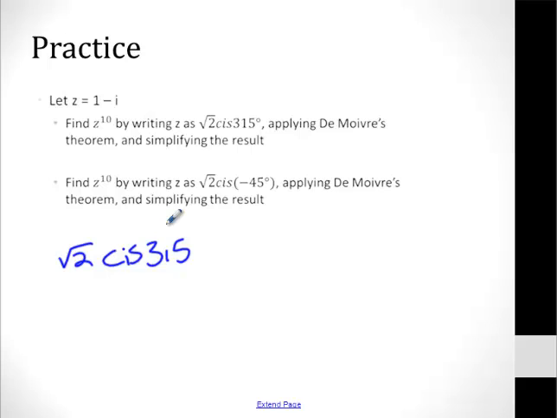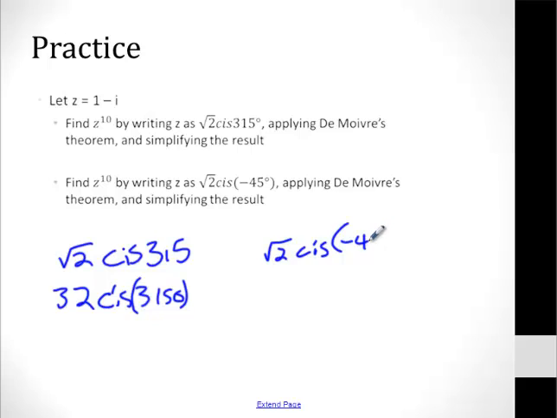Square root of 2 to the 10th power is going to be 32. And then cis, we're taking 315 and multiplying it by 10, which is 3,150. Then I'm going to take square root of 2 cis negative 45, and I'm going to raise that to the 10th as z to the 10th. I still get 32 as a radius, but my angle now is negative 450, which is a little more manageable.